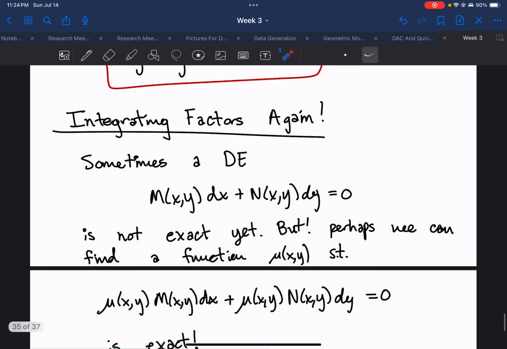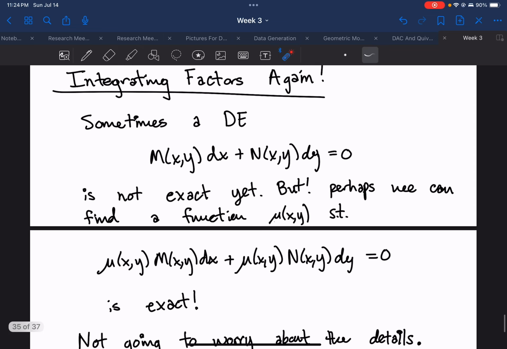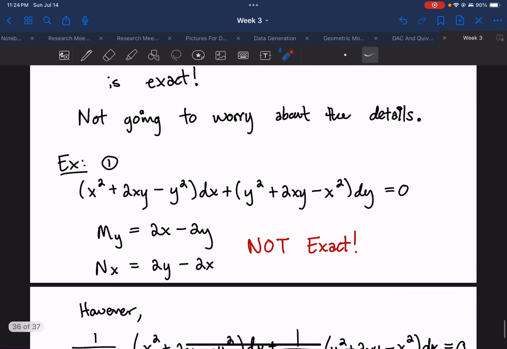This is less important, but I'm going to show it to you anyway. Sometimes our differential equation is not exactly exact, but maybe there's some other function mu which we can multiply through to make it exact. There's a whole way to do this. We're not going to go into details, but I'll just show you.